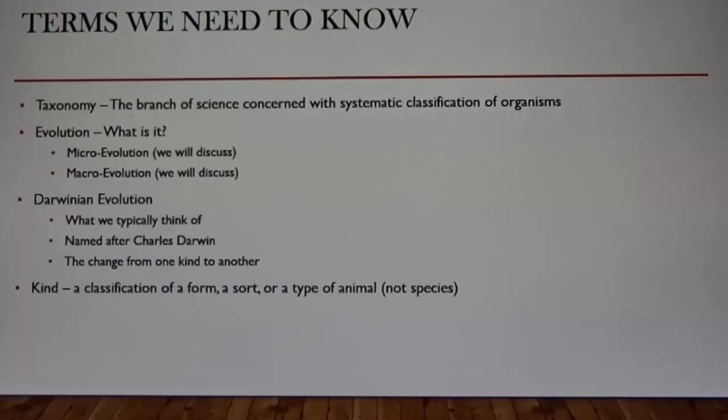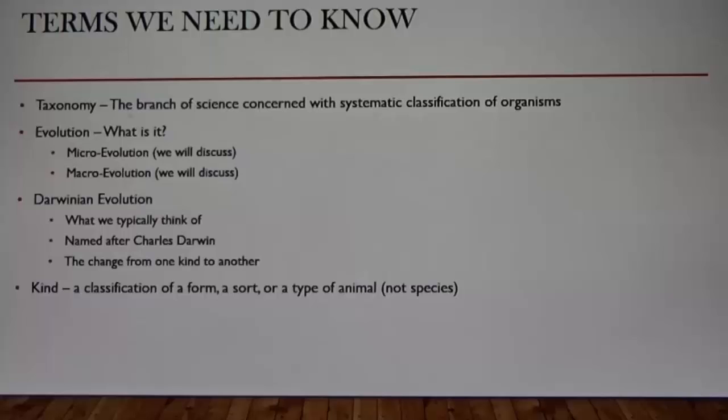A kind is a classification of a form or a sort or a type of animals. So a kind does not mean a species. It's much more broad than that. Like we have humankind, right? So that's a kind. We've got the canine kind, which is dogs. We've got the feline kind, which is cats.